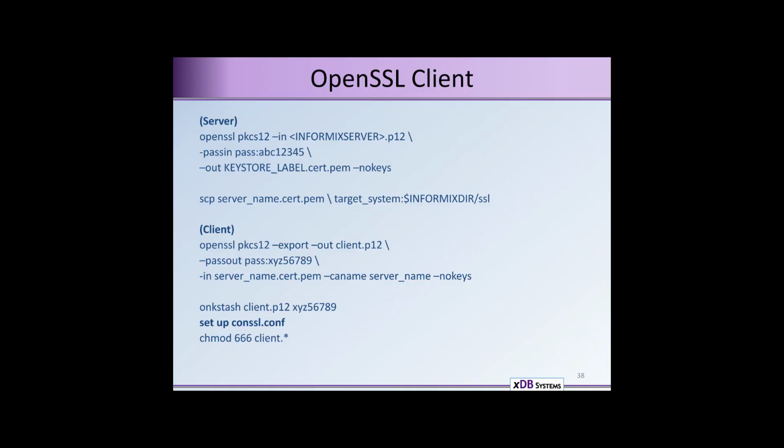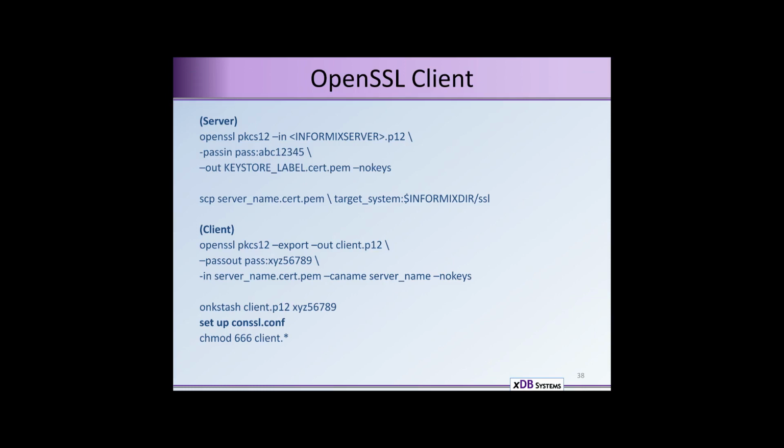So for the client, this is more likely where you'll use OpenSSL. We're going to go ahead and create it with a pkcs12, so it's a .p12 file. We give it a password. We're going to give it the key store label .cert.pem, which is what we're going to end up calling this. And then we do that on the server, copy it to the target. And then on the target, we're actually going to do OpenSSL.